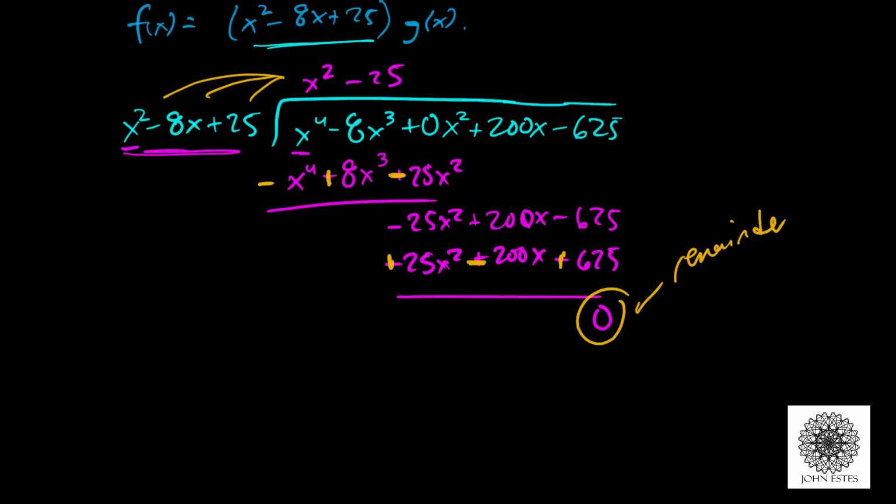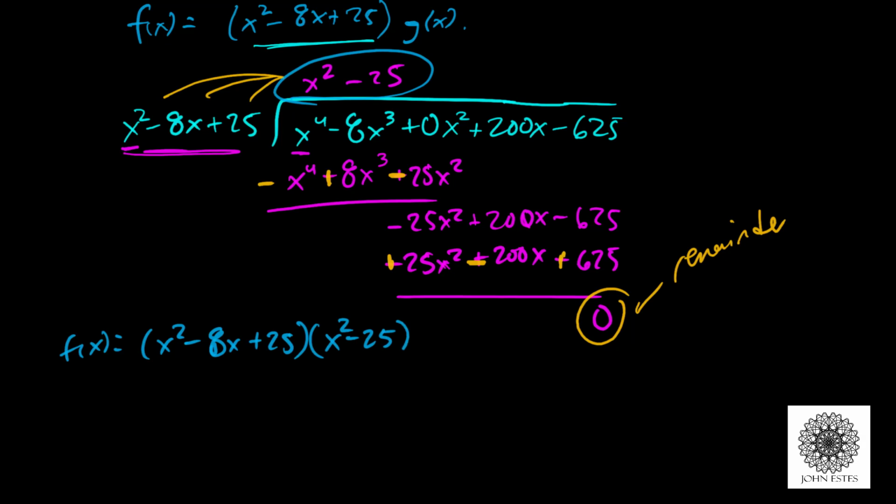And so f of x actually then equals x squared minus 8x plus 25 times what? What we just got as our quotient, which is x squared minus 25. And x squared minus 25 actually factors because it's the difference of two squares. So I have x squared minus 8x plus 25 times x minus 5 times x plus 5, right? The difference of two squares. And so there it is.